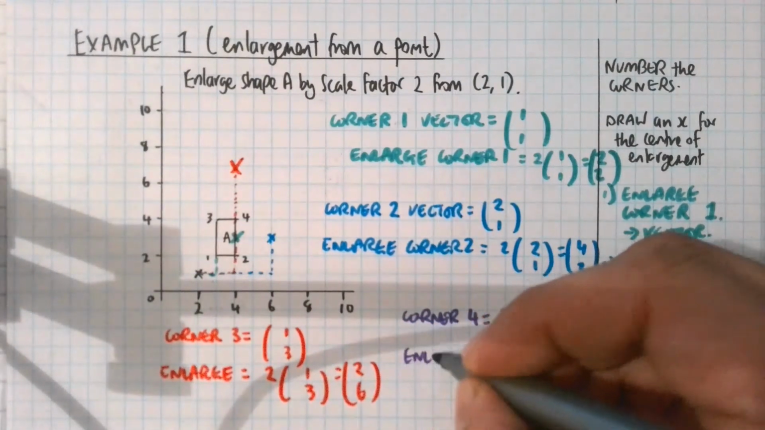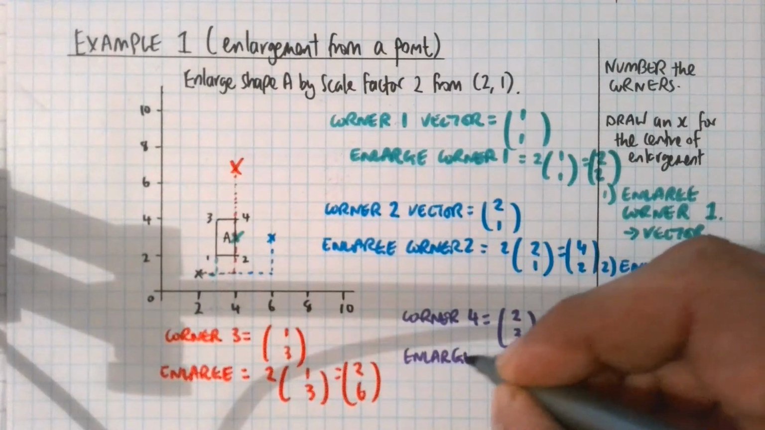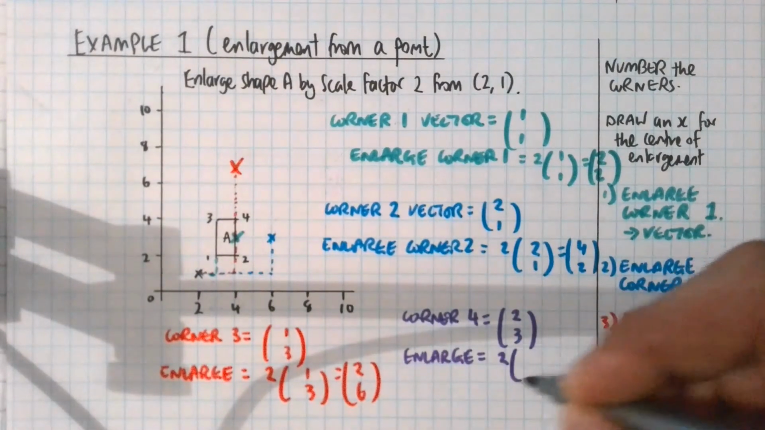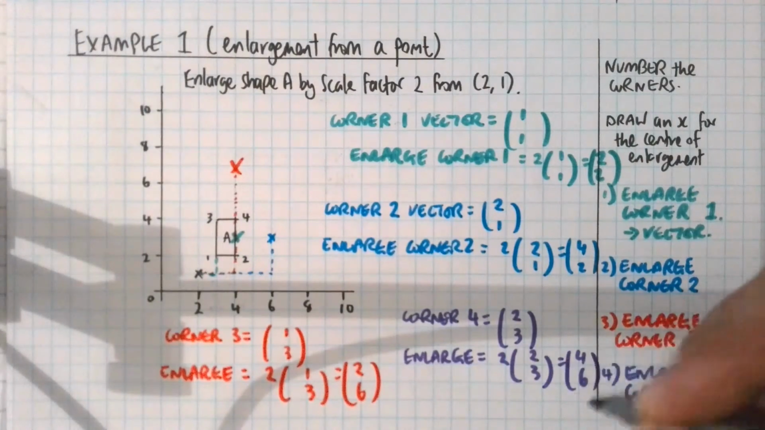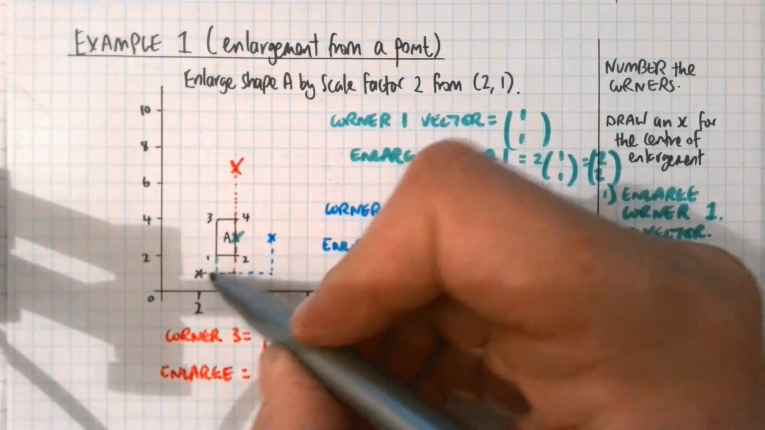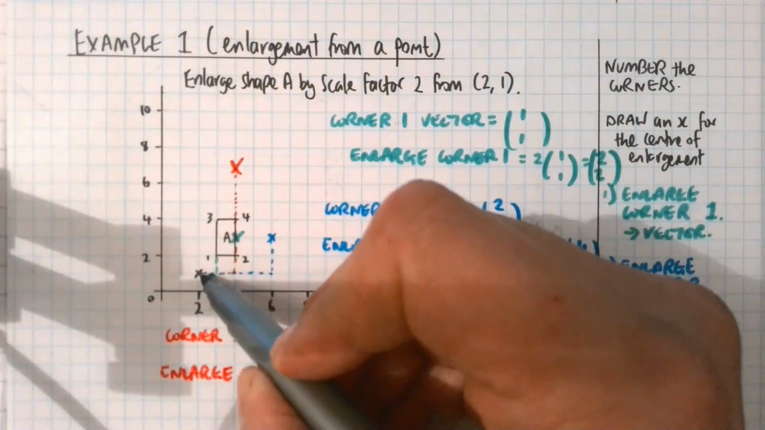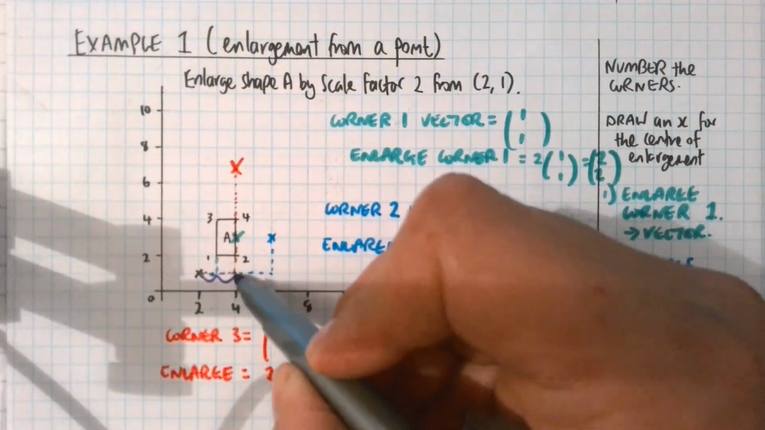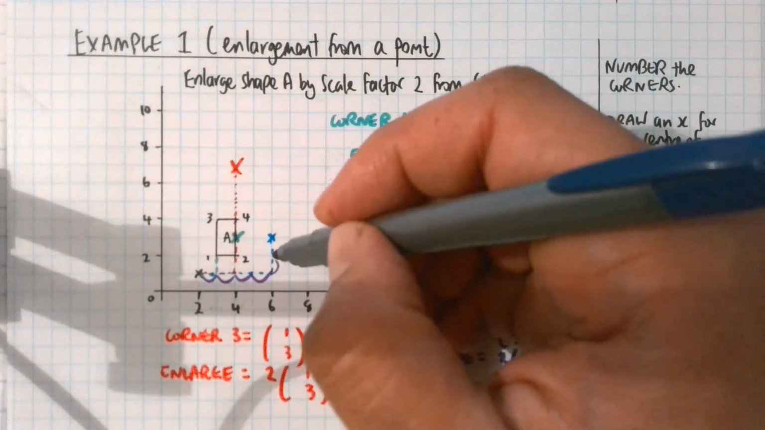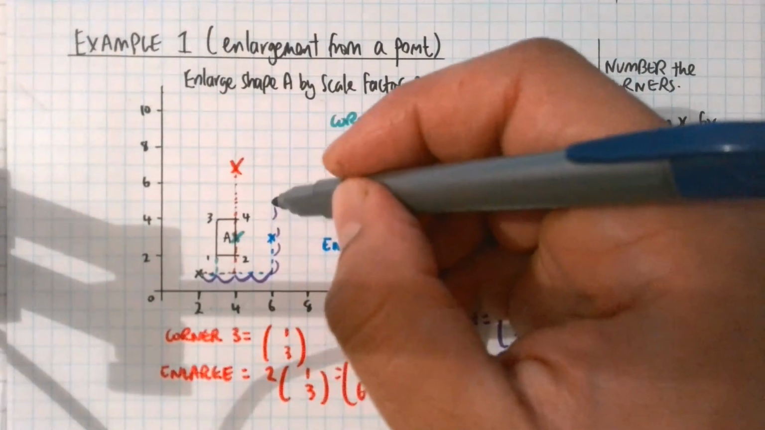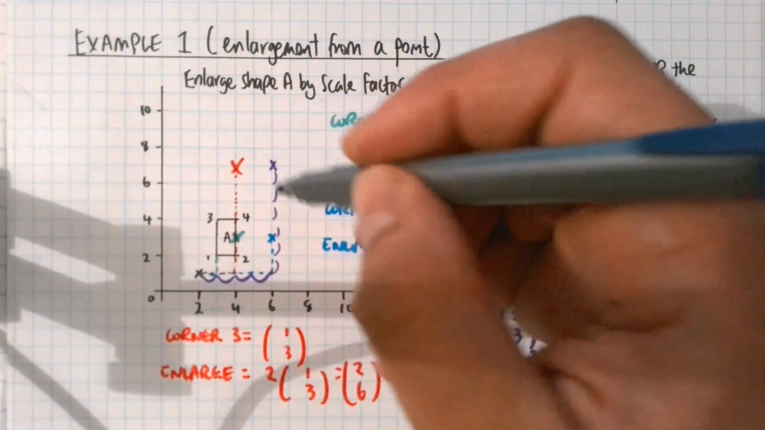We're going to enlarge the vector by the scale factor of 2, and we're just scaling it up. So it's going to end up being 4 and 6, and then we'll plot that. So we go 4 across, 1, 2, 3, and 4, and then 6 up. So 1, 2, 3, 4, 5, 6. We draw a little X there.